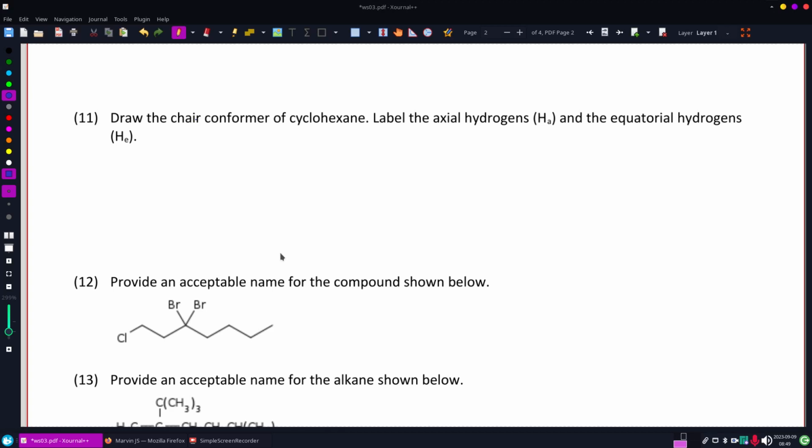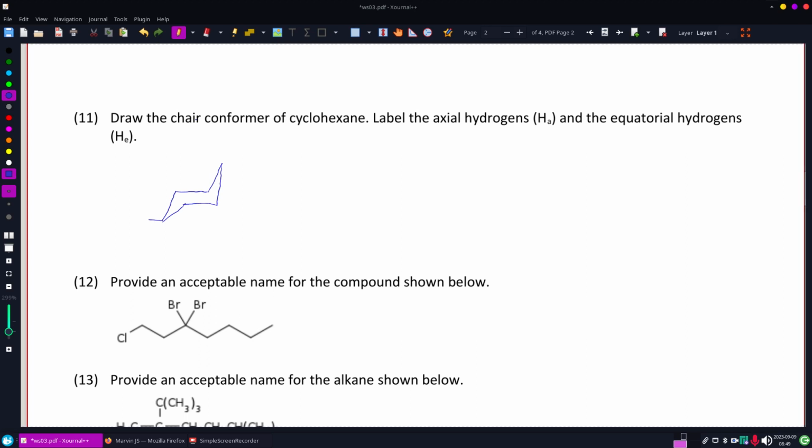Alright, question 11. It wants us to draw the chair conformer and label hydrogens as axial or equatorial. Now, simple idea, and I'm going to draw it out, but then I'm going to go over here to Marvin and we're going to try to show you how this looks in 3 dimensions, where this shape comes from.